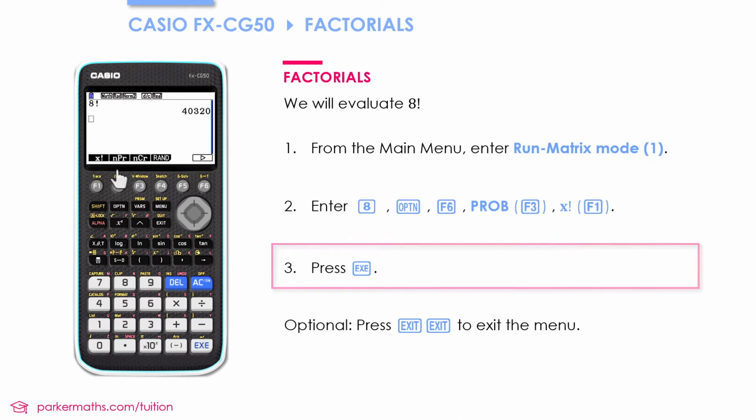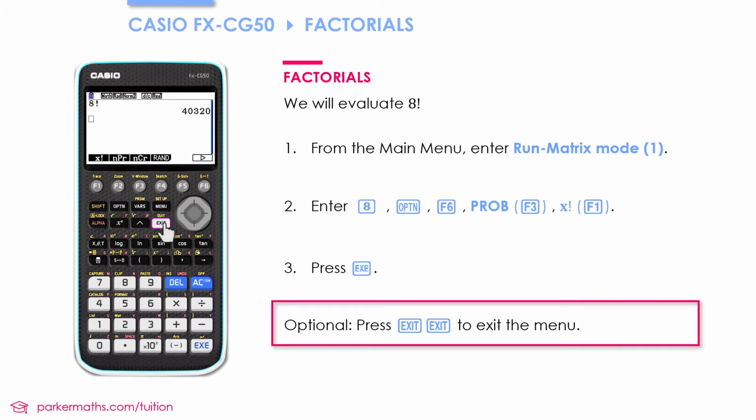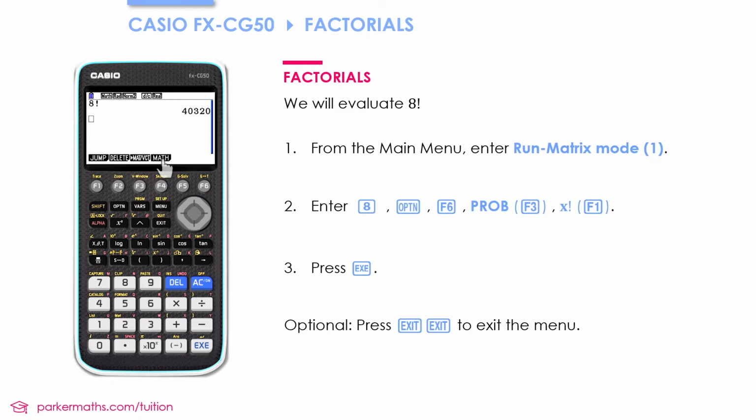If you've finished with the functions in this menu, we press Exit to get out of this menu, and then we press Exit again to get back to the standard menu in Run Matrix mode.